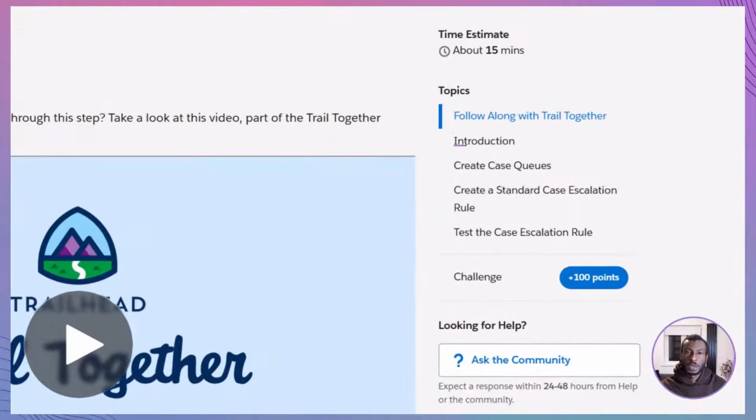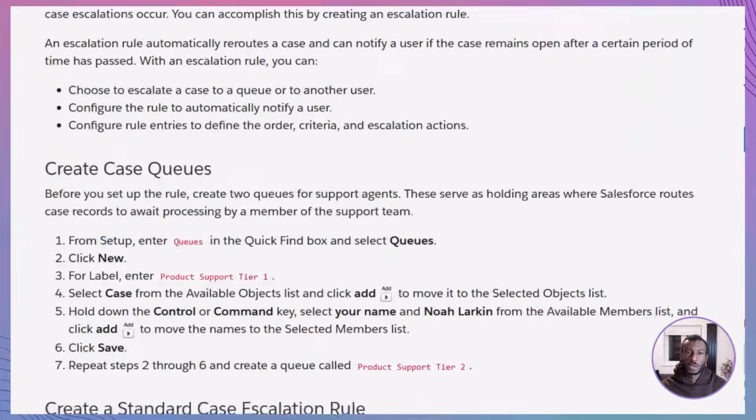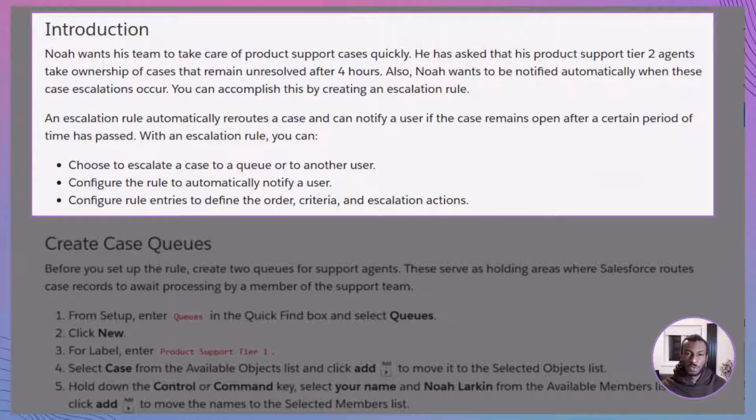We're going to explore why escalation rules matter, build Tier 1 and Tier 2 queues so cases never wander off, create an alarm clock rule that knows exactly when to bump a stalled case, and run a quick test to prove it works. Picture Noah Larkin, the brand new VP of Services, sipping an oat milk latte while support cases stack up like dishes after a holiday dinner.